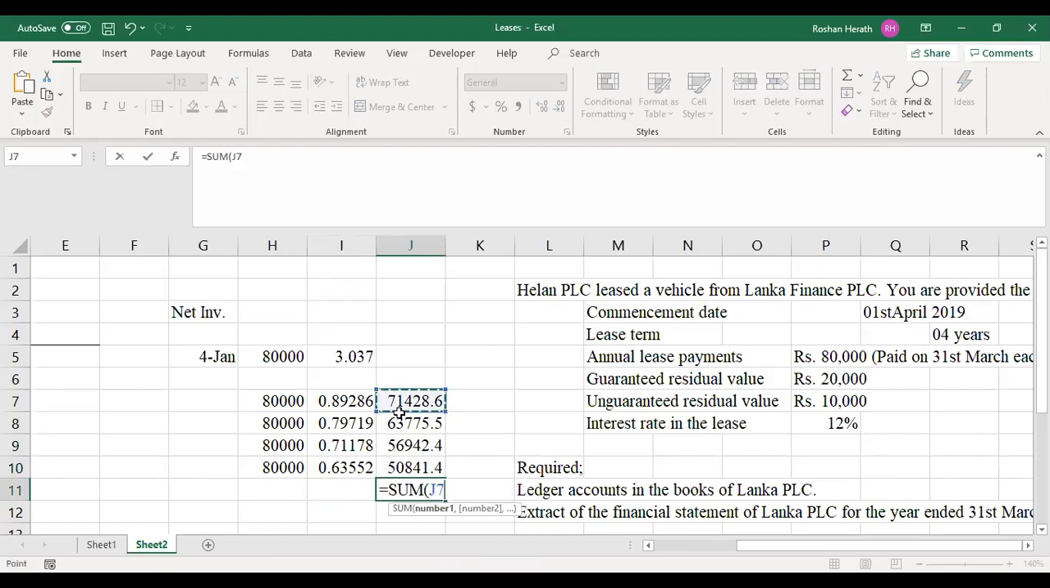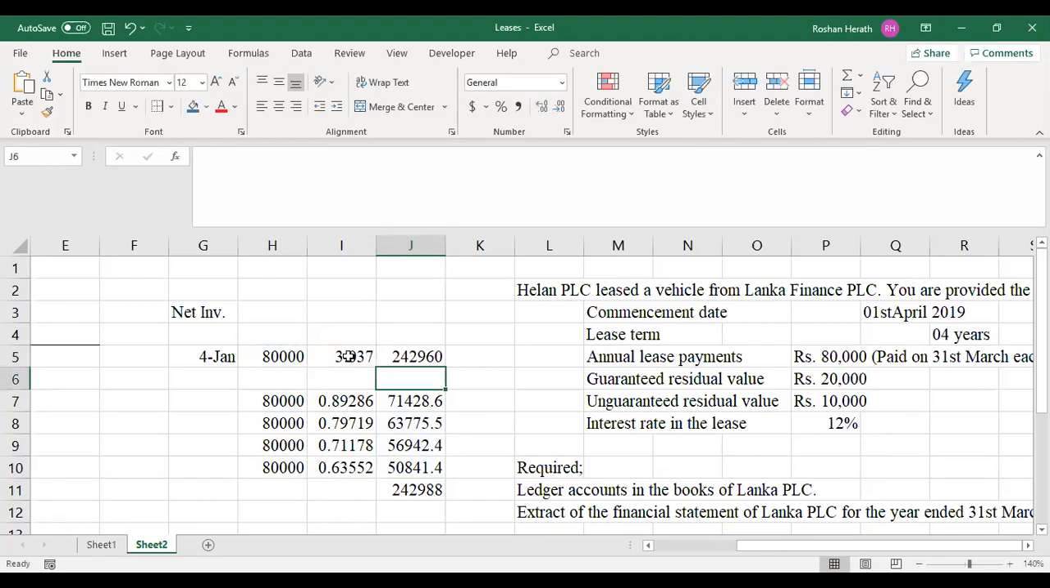That particular value is like this. Sorry, this is the value, right? So it comes as 242,988 or something. But if you go for this particular method, you can take that at a stretch. So there's a difference of 28 rupees. That is due to rounding errors. You can forget about that.